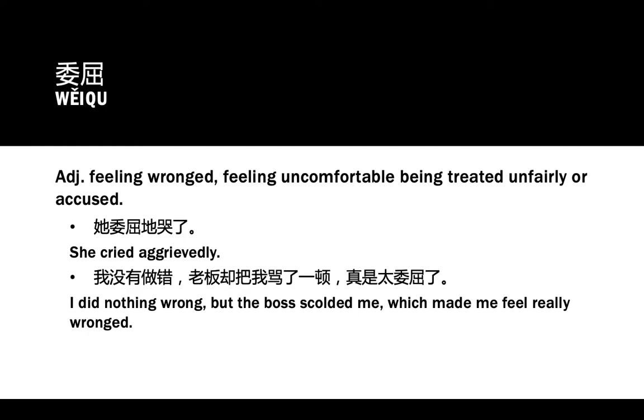The next vocabulary that we are going to review is 委屈. 委屈, as stated before, is an adjective meaning feeling wronged. Or to put it more explicitly, you feel 委屈 because you feel uncomfortable being treated unfairly or accused of something that you haven't done before. For example, 她委屈地哭了。She cried aggrievedly.